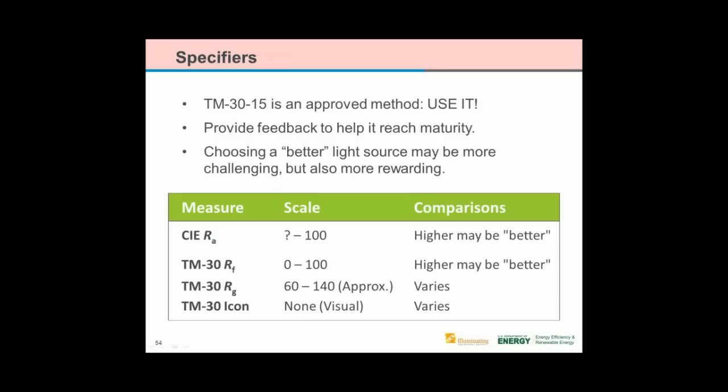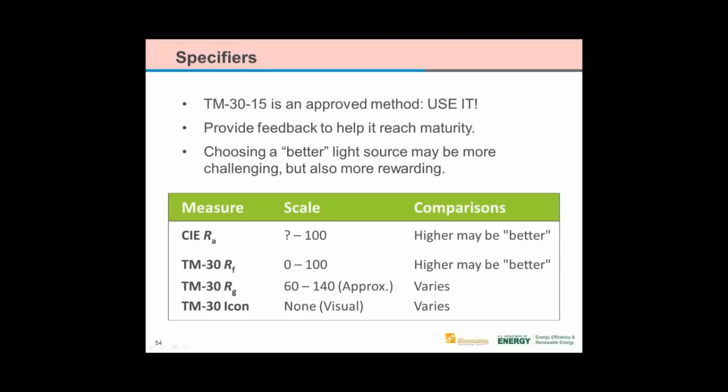So moving on to specifiers, I want to say TM-30 is an approved method. Use it and provide the feedback. See how it works. Compare it to your existing expectations for sources. Does it align? We've gone through this. We've been working on it for about 2 years. It really seems to us, the people who are intimately involved with it, to match our expectations better, to do a better job of characterizing average color fidelity, color gamut, and really aligning with what we think of a source.